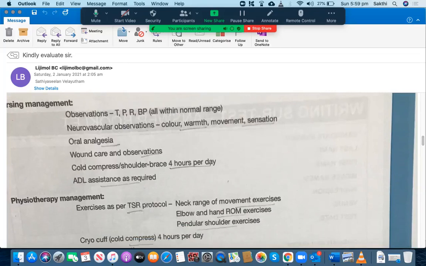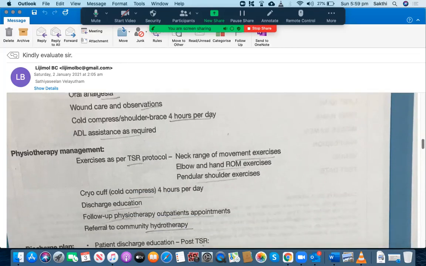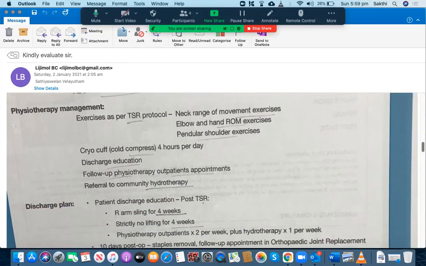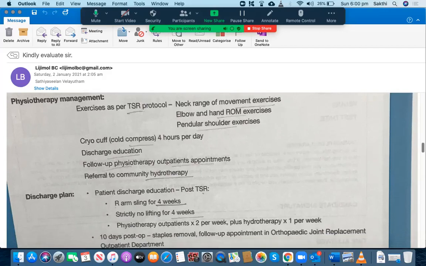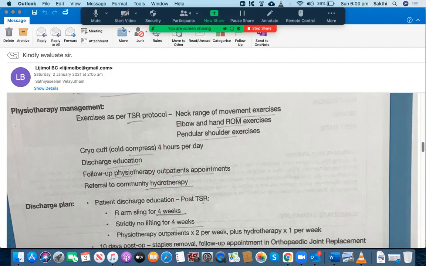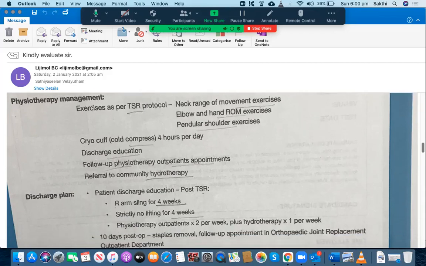Colour, warmth, movement, sensation, oral analgesia. All right, wound care observations. So everything is all right. Cold compresses, 4 hours per day, assistance is required. That's all right. Physiotherapy management, exercises as per TSR protocol. Neck range of movement exercises, elbow and hand range of movement exercises, pendular shoulder exercises. But you didn't include any of this, did you? I mentioned a series of physiotherapy sessions. Okay, a series of physiotherapy sessions, right? Yeah. Okay.